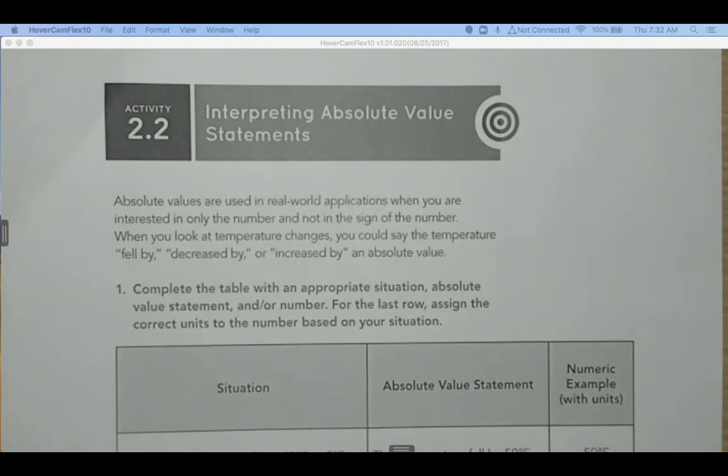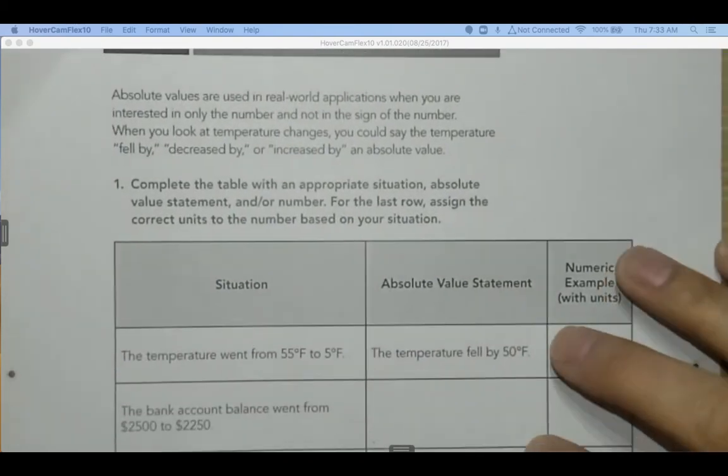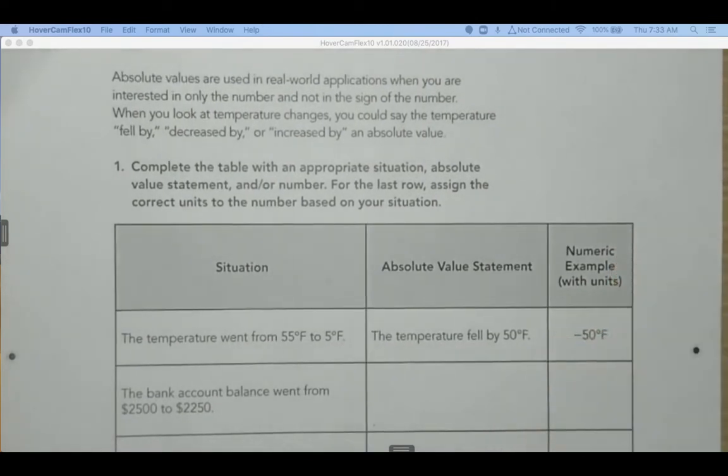Activity 2.2, Interpreting Absolute Value Statements. Absolute values are used in real-world applications when you are interested in only the number and not in the sign of the number. When you look at temperature changes, you could say the temperature fell by, decreased by, or increased by an absolute value. Complete the table with an appropriate situation, absolute value statement, and/or number. For the last row, assign the correct units to the number based on your situation.